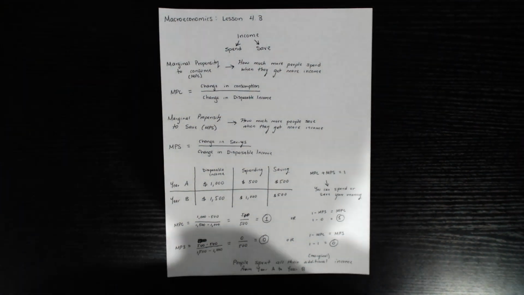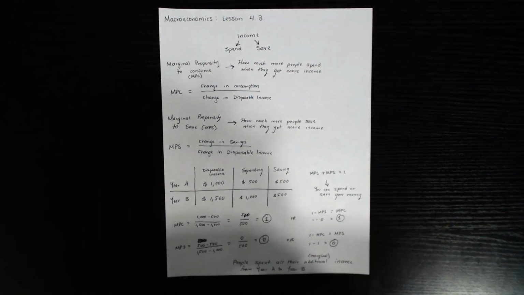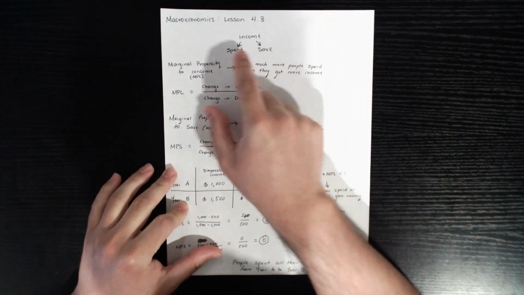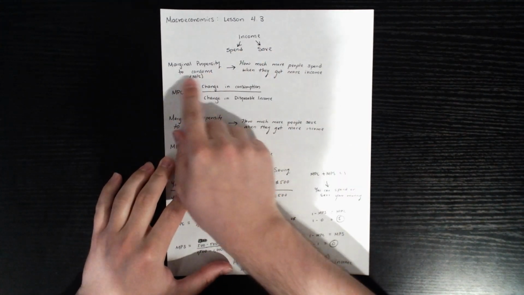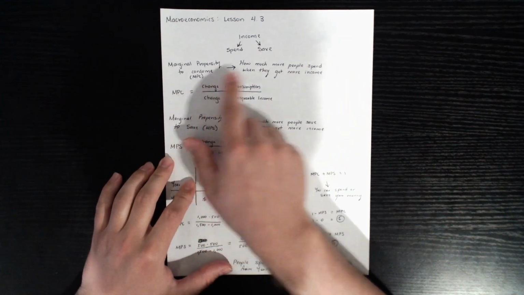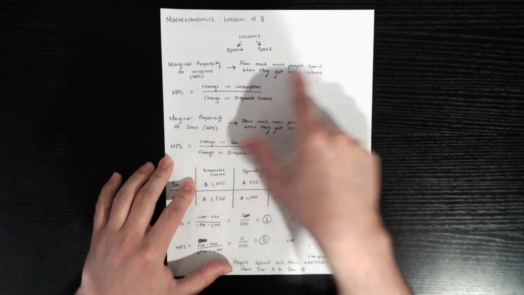Hello, welcome to this lesson on multipliers. Now, people can do two things with their income. They can spend it or they can save it. The marginal propensity to consume, or MPC, is how much more people spend when they get more income.